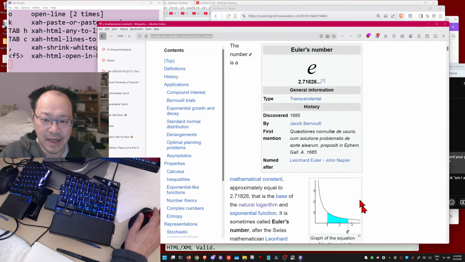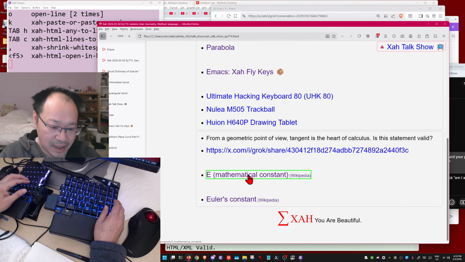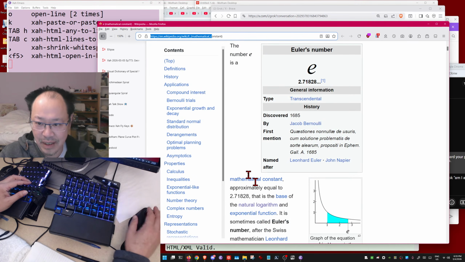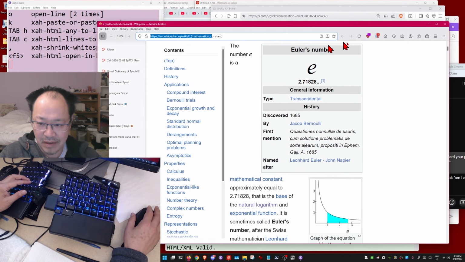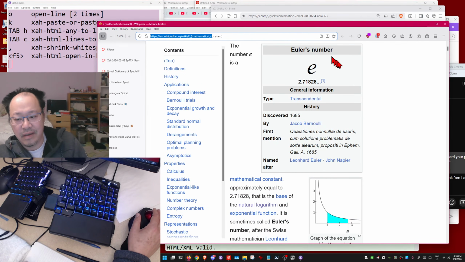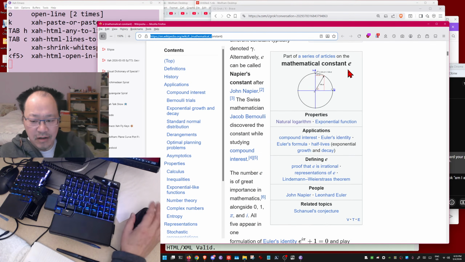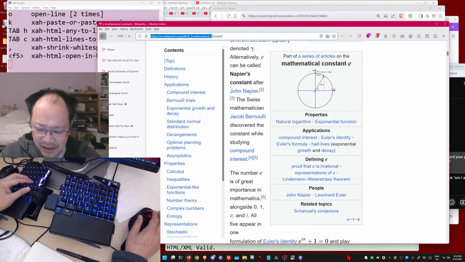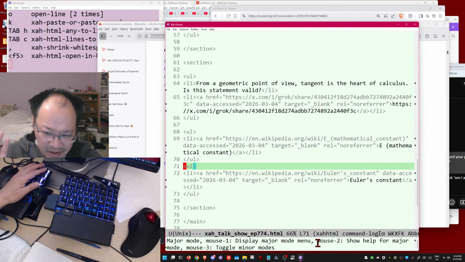So you see the Wikipedia title, they don't name it Euler's number. The Wikipedia title is the mathematical constant, but here they say Euler's number. So anyway, this number is significant, especially in calculus.